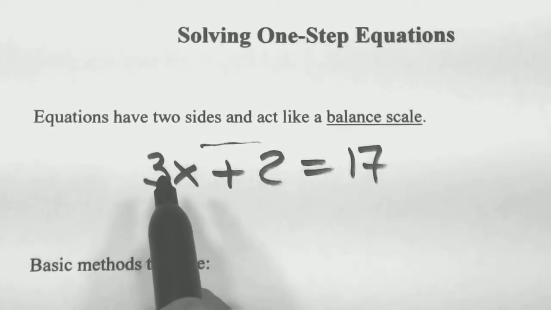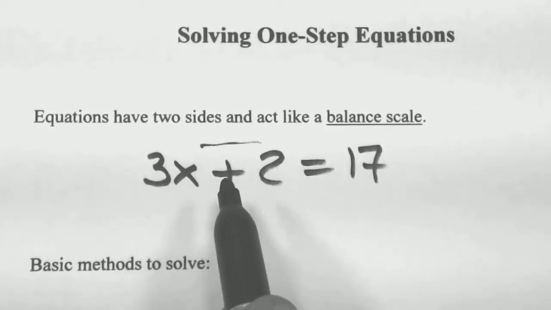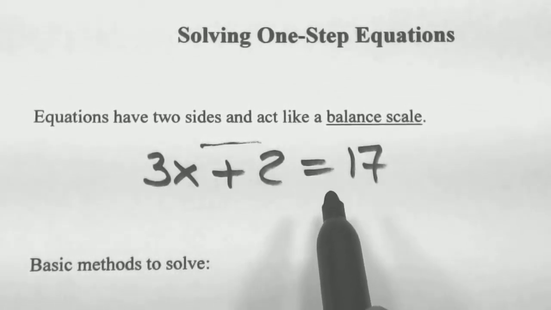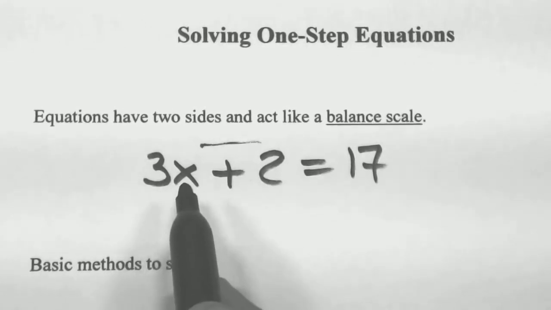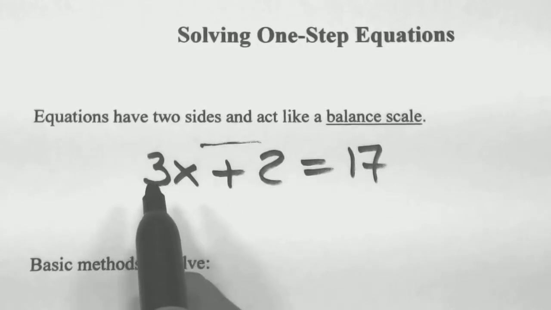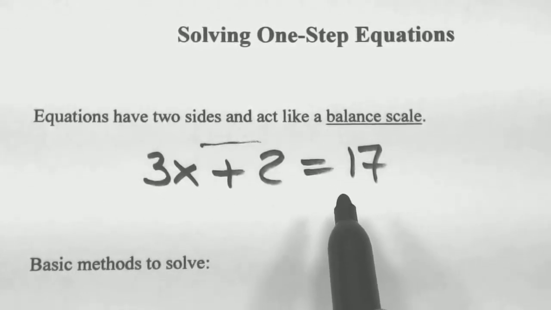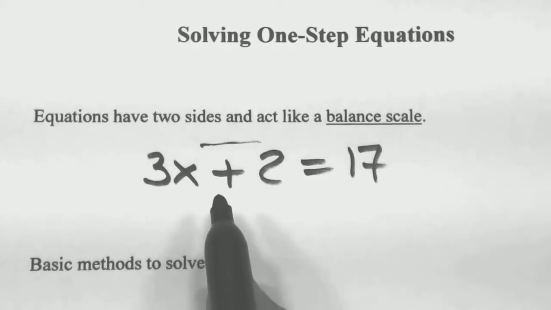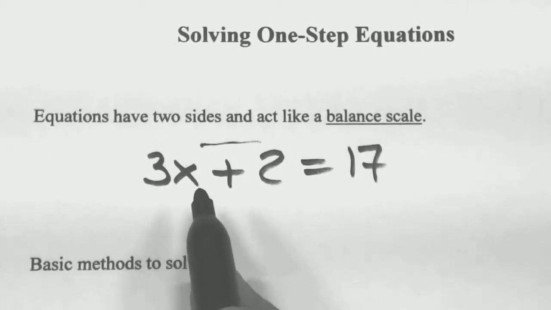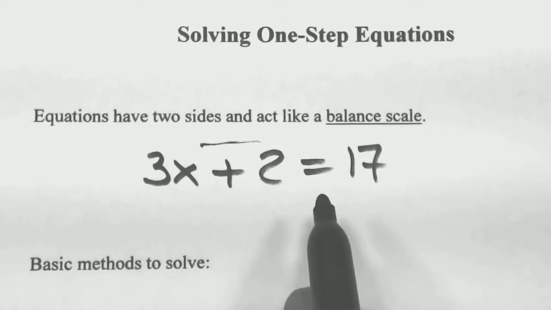Well, we want 3 times some number plus 2 equals 17. It doesn't take you too long to figure out that x has to be 5, because 3 times 5 is 15 plus 2 is 17. In other words, what we did was basically solve this equation by what mathematicians call inspection. You just look at it, try out some values in your head until you find the one that balances it.